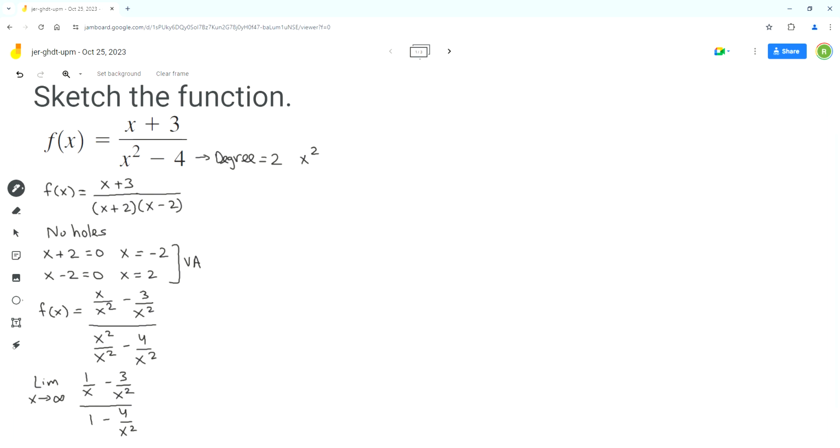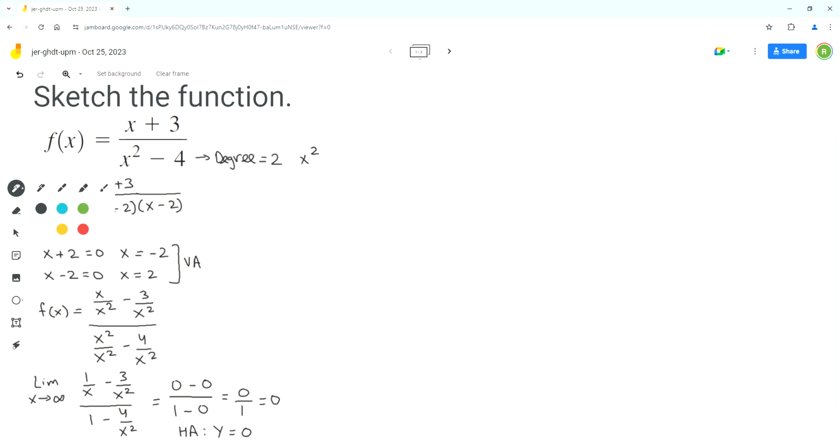Now we know that 1 over infinity is equal to 0. So if we apply the limit, 1 over x will become 1 over infinity, which is 0. Similarly, 3 over x squared will become 3 over infinity squared, which is 0, over 1 minus. Now 4 over infinity squared will become 0. So we'll be left with just 0 over 1, which is equal to 0. So that means the horizontal asymptote in this function is y equals 0.